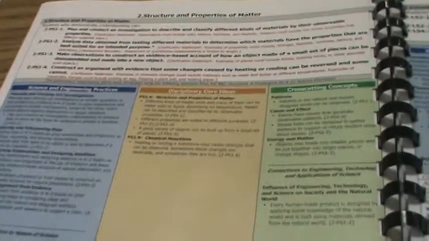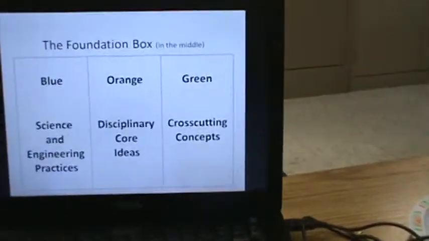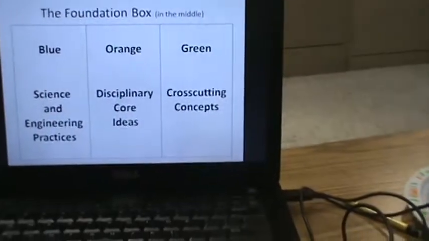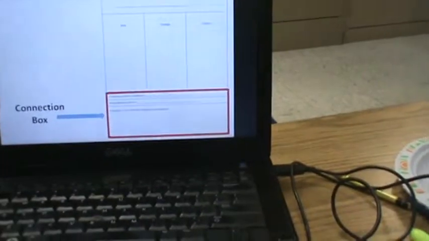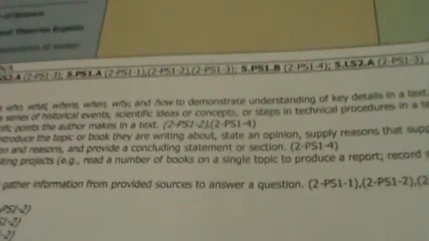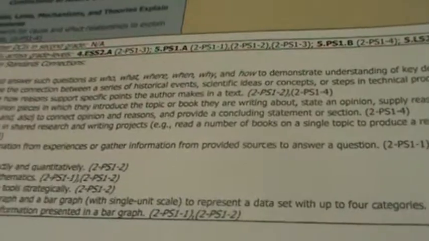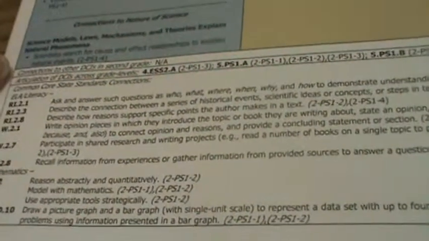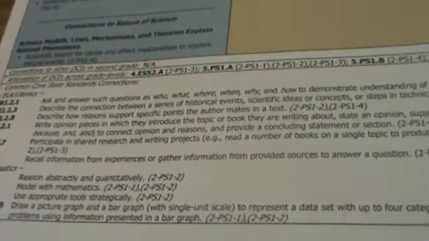The next box that we want to look at is the connection box. These are the connections that English language arts and mathematics make to this performance expectation. Okay, in this one, connections to other DCIs in second grade, there's not any. There could be in your grade level. Articulation to DCIs across grade levels. Now remember, this was structure and property of matter.